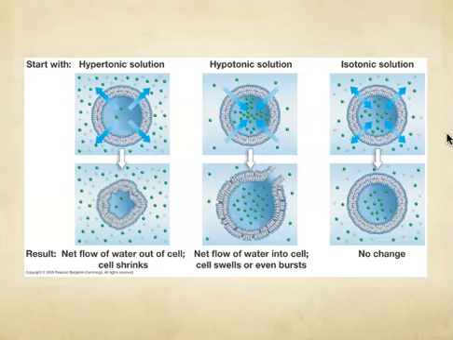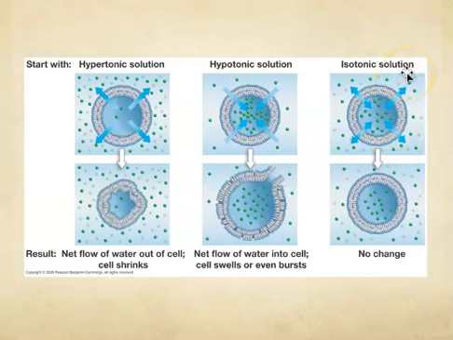I don't want you to think that water isn't moving at all, because it is. Water is constantly moving in and out of cells. It's just that osmosis is not occurring. In other words, we don't see large shifts of water either out of the cell or into the cell. Instead, we see nice equal volumes of water just sort of constantly moving into and out of a cell. It's important to realize that water is always on the move.